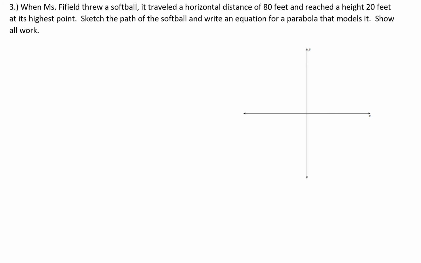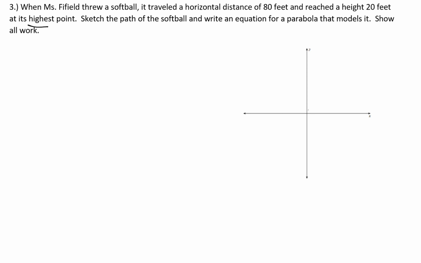When Miss Fifield threw a softball, it traveled a horizontal distance of 80 feet and reached a height of 20 feet at its highest point. Sketch the path of the softball and write an equation for a parabola that models it. Show all work. All right, so first things, I think it's always good to start with the sketch.